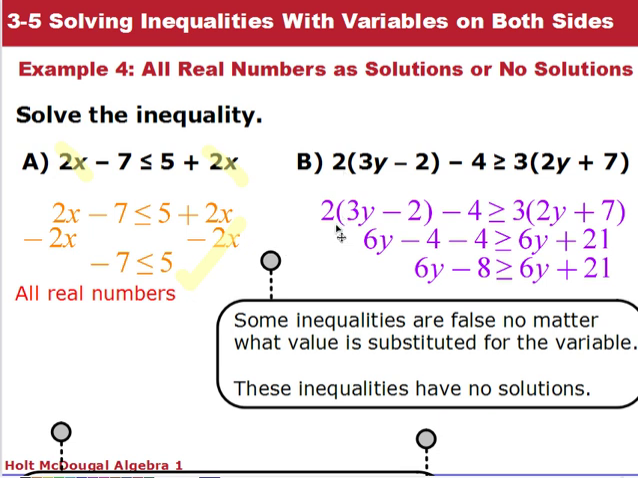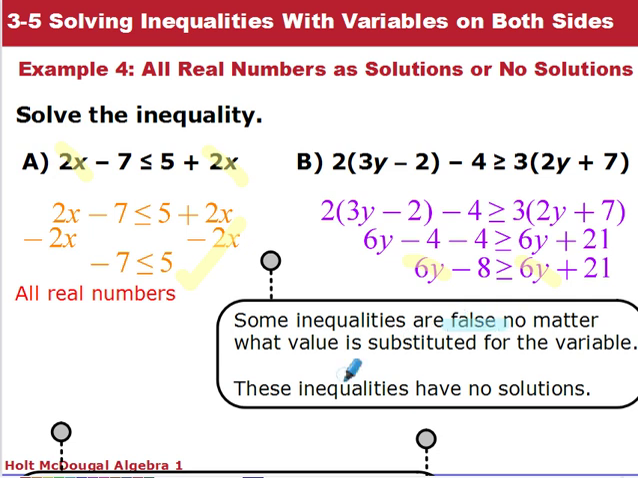Look at our second example. When we distribute the 2, we simplify first. We end up with 6y minus 8 is greater than or equal to 6y plus 21. So again, we notice we have 6y on both sides of the inequality, and we end up with negative 8 on the left and 21 on the right. So negative 8 is not greater than or equal to 21, and therefore the inequality is false.